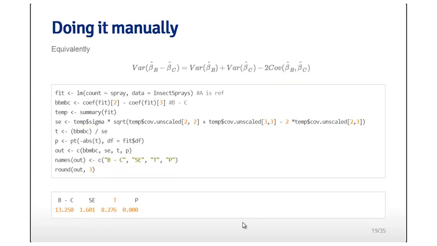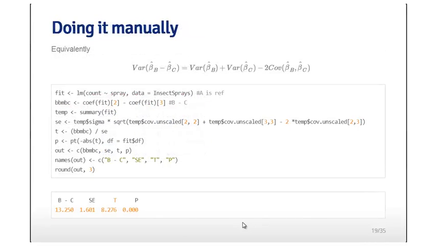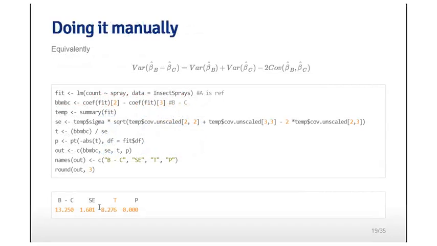And so let's compare that in the previous page to the one where C is the reference level. So B minus C here is 13.25, and here it is spray B minus spray C when C is the reference category is 13.25. The standard error is 1.61, 8.25, and then 8. You can see they're the same.